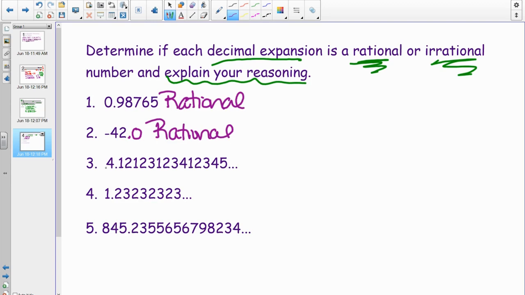My third example, I see 4.1212312341235... So I notice it's going on forever. I notice the ellipsis, or the 3 dots, to tell me it's going on forever. But it's not repeating. There is definitely a pattern. My guess is the next thing, if I were to guess the continuous pattern, it would be 1, 2, 3, 4, 5, 6. But there is no repeating pattern. I'm sorry, there's no repeating place value or repeating number. So this is definitely irrational because it does not terminate and it does not repeat the same number over and over.